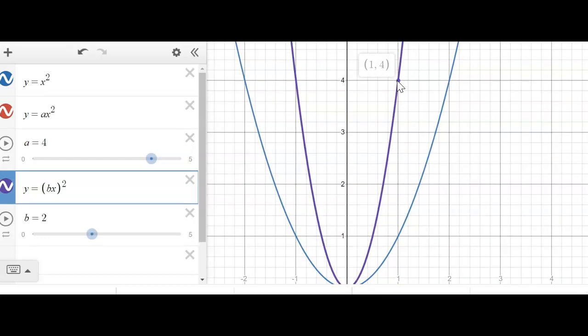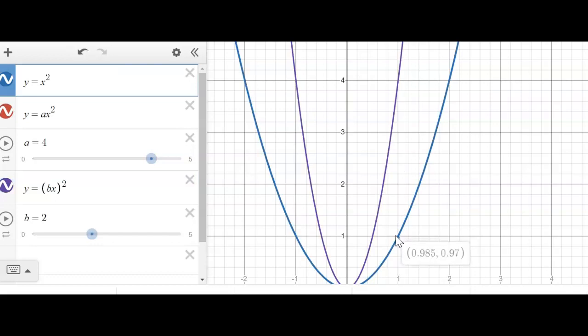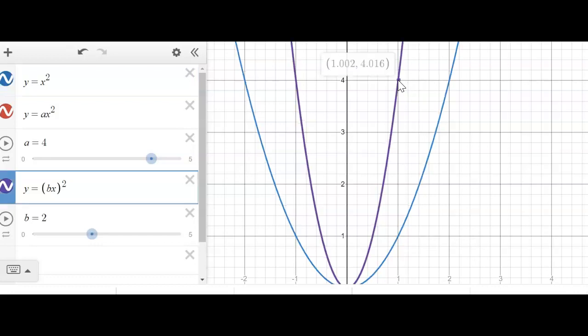All right, so we've gone from 1, 1. So the x doesn't change, if I can find the point. And then we're going up to 1, 4. So you can kind of roughly see that I'm getting there. It's just trying to find the point.